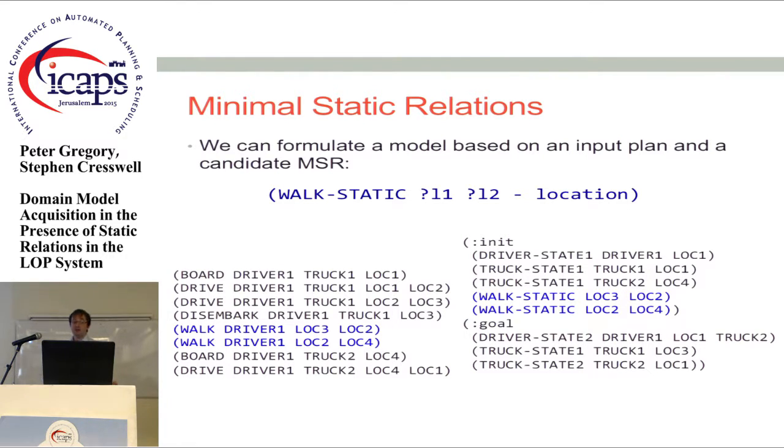And given a candidate minimum static relation, we can reformulate one of these input problems, right? So we add something to the domain that Lockham produces, and we also add something to this initial state here. So what we're doing, we're taking the input optimal plan, and we're adding a static for every one of the combinations in the input plan. So we're defining probably a subset of the original relation that's defined by the input plans.